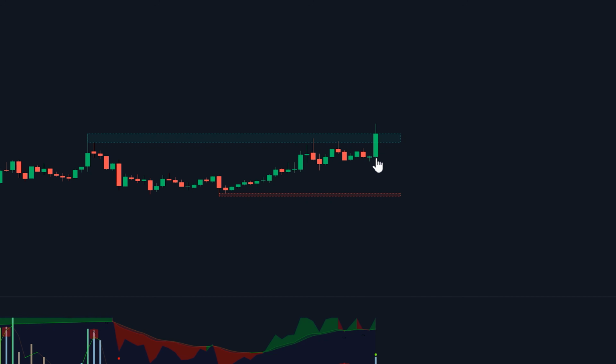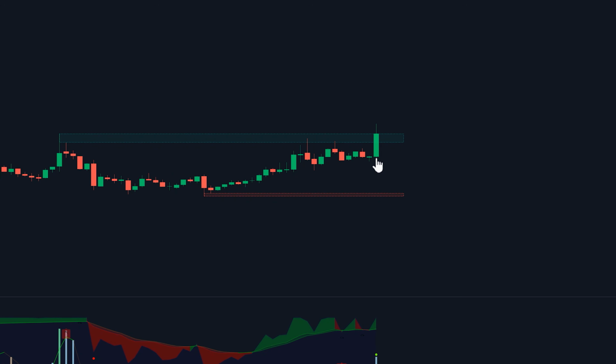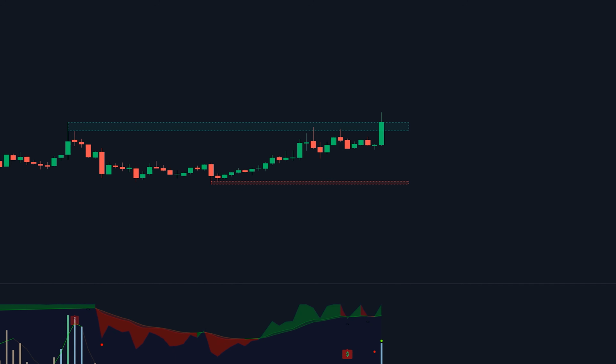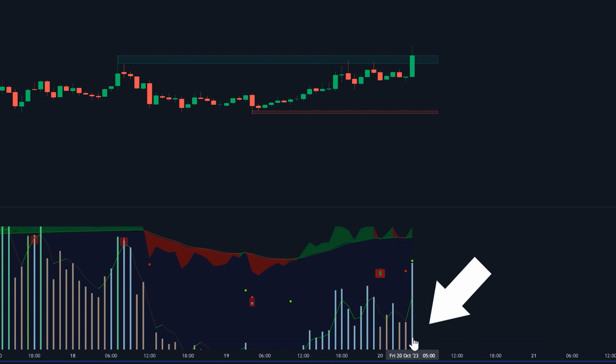Now, condition number 3 is to ensure that the entry candle shows signs of institutional buying activity. To confirm that, we just take a look at this histogram. We need this last histogram bar to be colored light blue and to also close above this green moving average. And as you can see, that condition is also met.